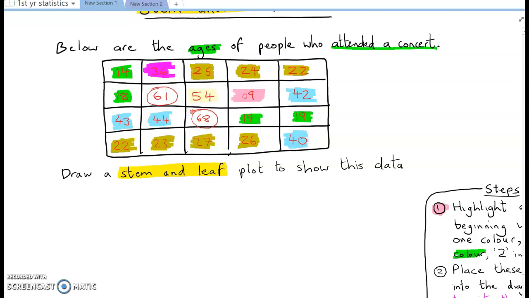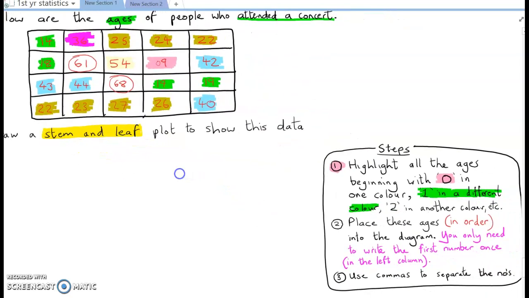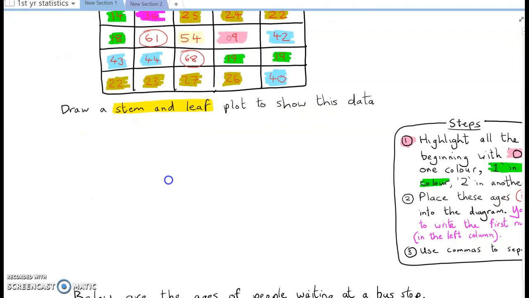Okay, so I've done now step 1, where I've highlighted all of the different numbers that begin with a different number. So any number that begin with 0, I highlighted that in one colour. Any number that begin with 1, I highlighted that in a different colour, etc., etc., until I've done all of the numbers. Now step 2 is place these ages in order into the diagram. Now, where is the diagram?